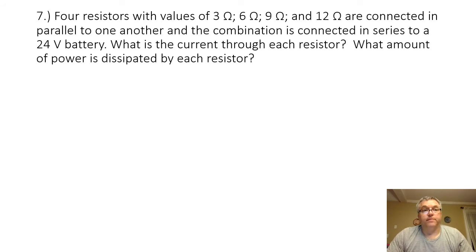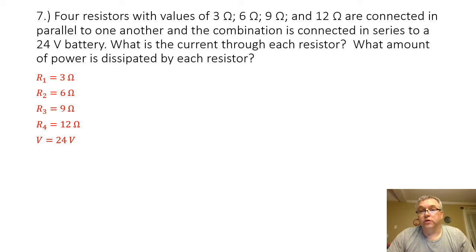Problem 7. 4 resistors with values of 3 ohms, 6 ohms, 9 ohms, and 12 ohms are connected in parallel to one another, and the combination is connected in series to a 24-volt battery. What is the current through each resistor, and what amount of power is dissipated by each resistor? So this is going to be solved similar to the prior problem. We just have 4 resistors instead of 2.